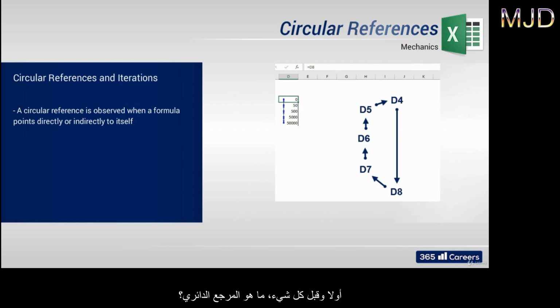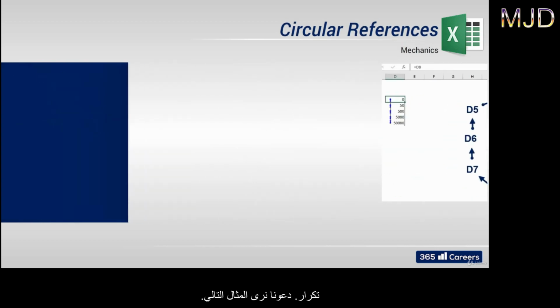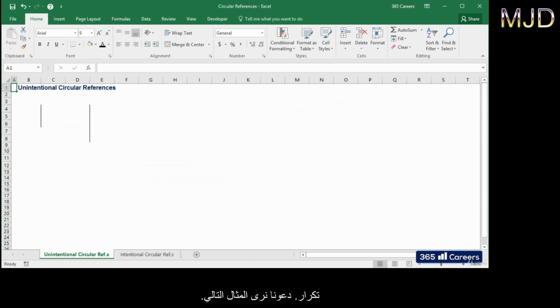First and foremost, what is a circular reference? It happens when a formula points directly or indirectly to itself. When the output cell is included in the input we've entered into a formula, you will run into a loop that will be performed recurrently, an iteration. Let's see the following example.